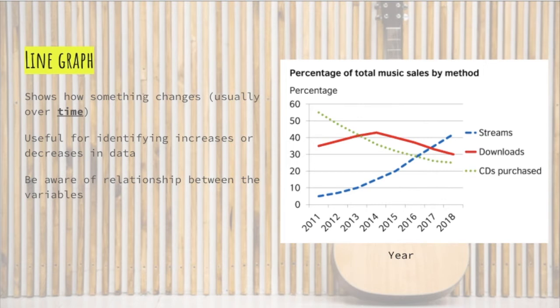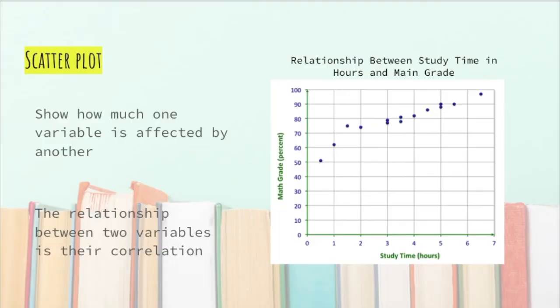Again, the x-axis of your graph represents the independent variable, while the y-axis of your graph represents the dependent variable. The x-axis is labeled year and the y-axis is labeled percentage. This is because the percentage of total music sales depends on the year we're looking at. Notice a key is also included in this line graph, so that the amount of music sales by method, streams, downloads, or CDs purchased can be easily compared.